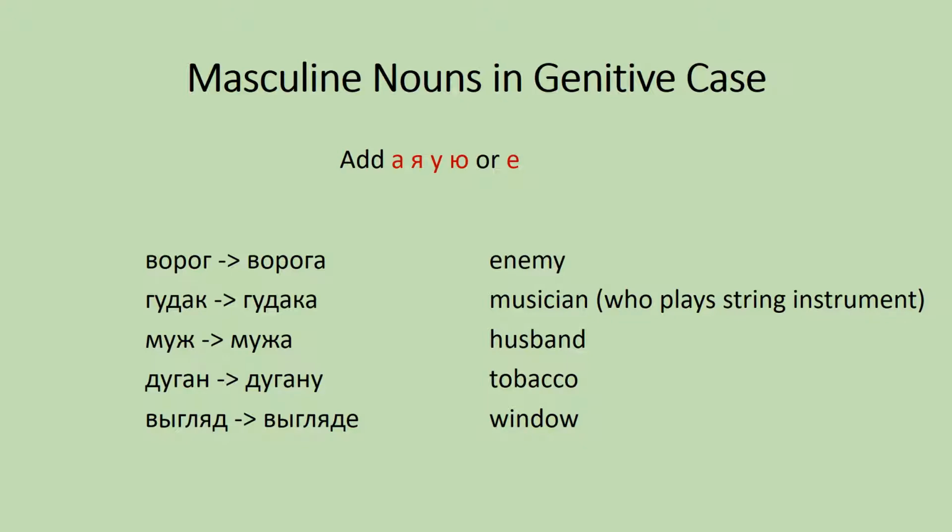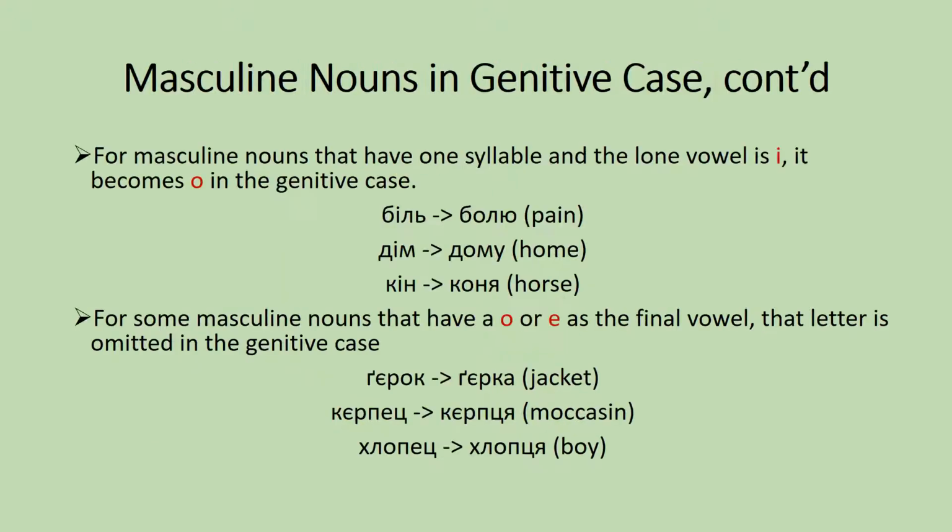Vhľad, meaning window, becomes vhľade. Masculine nouns in the genitive case continued. There are two special rules to follow for masculine nouns in the genitive case. The first is, for masculine nouns that have one syllable and the lone vowel is E, that vowel becomes O in the genitive case. Let's look at the examples below.